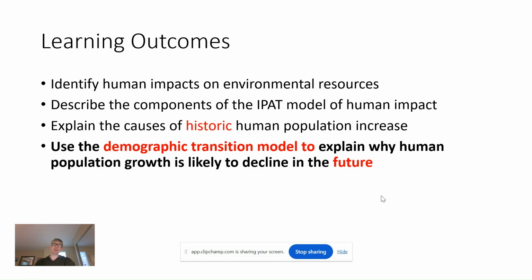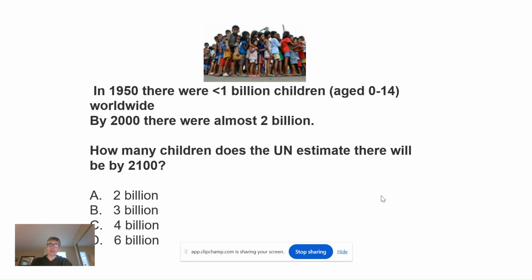So what we're going to do is we're going to describe something called the demographic transition model to try and explain why population growth is going to decline in the future. So let's look at that. In 1950, there were less than a billion children. 2000, there are 2 billion. How many will there be in 2100? Well, the answer is 2 billion. So how can it be that our growth rate changes to zero such that we just maintain roughly the number we have now?